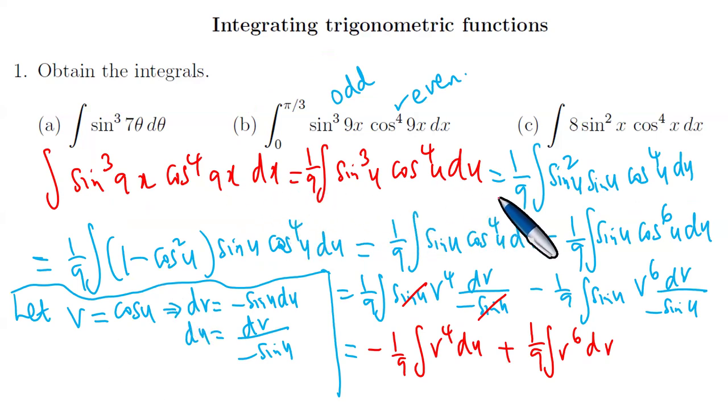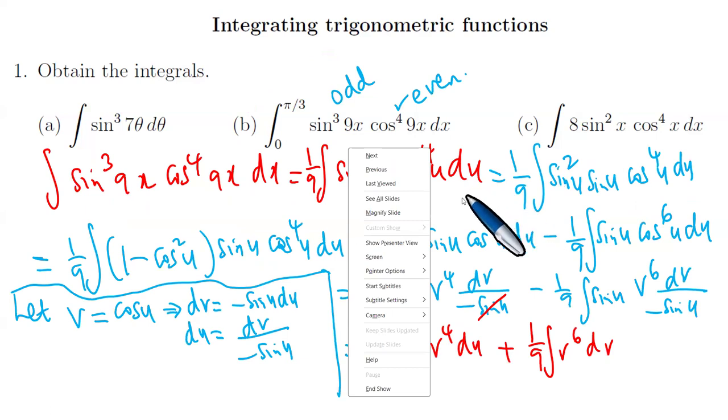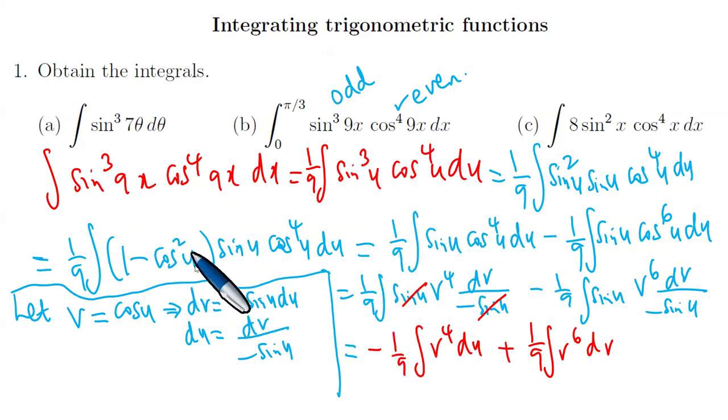Now, as a consequence, this is what we have. But what did we do? We broke the odd power, the sine cubed, into sine squared times sine. We know very well that sine squared is 1 minus cosine squared from school. That gave us the sine u cosine to the fourth power, and when you multiply cosine to the fourth power and cosine squared, it gives cosine to the sixth power with the sine u.